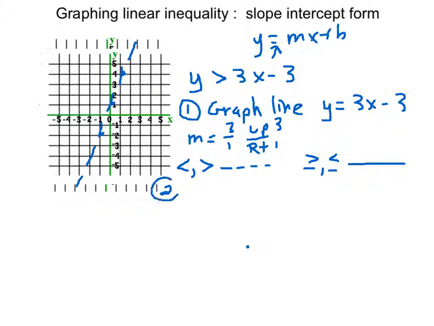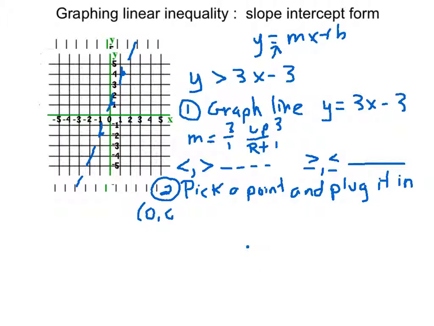Step number 2 is we need to pick a point and plug it in. Why do we need to do that? Well, there's a couple reasons why. One good thing about inequalities is if you can find a point that is shaded, or that makes the inequality true, all of its friends on the same side of that dotted line will also make it true. So my favorite point to pick is the origin, otherwise known as 0, 0.